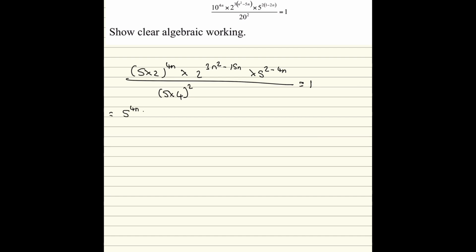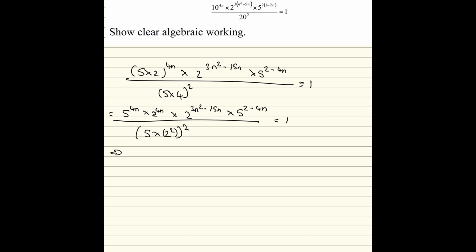So I've got 5 to the power of 4n times 2 to the power of 4n times 2 to the power of 3n squared, take away 15n, times 5 to the power of 2, take away 4n, and that equals 1. Okay, nothing really new there, except that I've separated these two out. Now, I've got 5 times 2 squared there. So that really simplifies that 4 down to the base of 2. I can't simplify it any further.